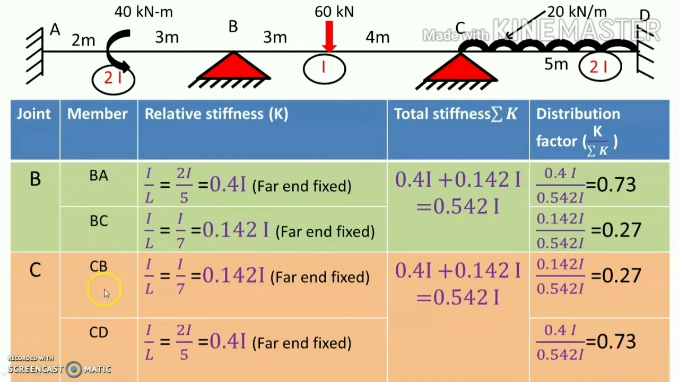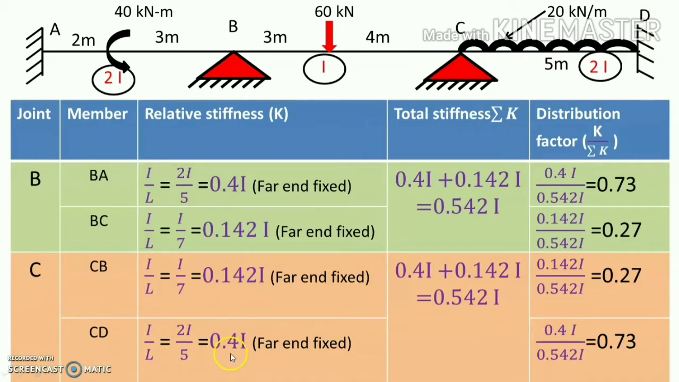Now, for C to B, one more support is there. That is why we treat this as fixed. When the far end is fixed, the relative stiffness is I by L. So, that gives the value 0.142. Also, for C to D, again D is fixed. So, here the relative stiffness is I by L. So, that gives 0.4.